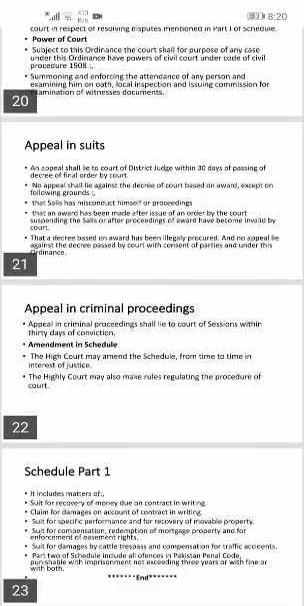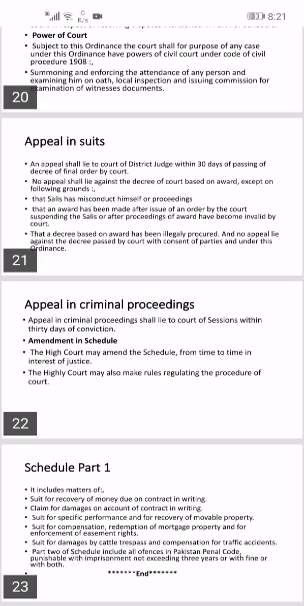Appeal in suits. An appeal shall lie to court of district judge within 30 days of passing of decree or final order by court. No appeal shall lie against the decree of court based on award except on the following grounds: the salis has misconducted himself or proceedings, that an award has been made after issue of an order by the court suspending the salis or after proceedings of award have become invalid by the court, that a decree based on award has been illegally procured, and no appeal lies against the decree passed by court with consent of parties and under this ordinance. Appeal in criminal proceedings. Appeal in criminal proceedings shall lie to Court of Sessions within 30 days of conviction.